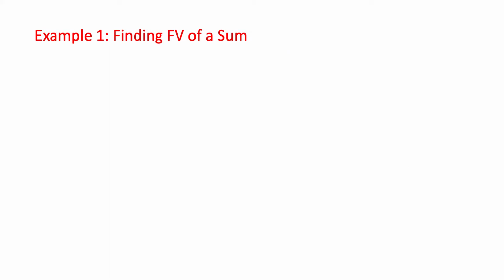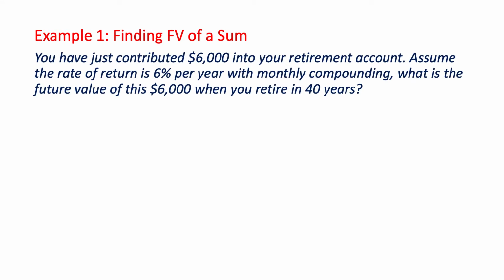Now we are ready to learn how to solve simple FV and PV questions with BA2 Plus. Example 1 is about finding the FV of a sum of money. You have just contributed $6,000 into your retirement account. Assume the rate of return is 6% per year with monthly compounding. What is the future value of this $6,000 when you retire in 40 years? It is a simple FV question.